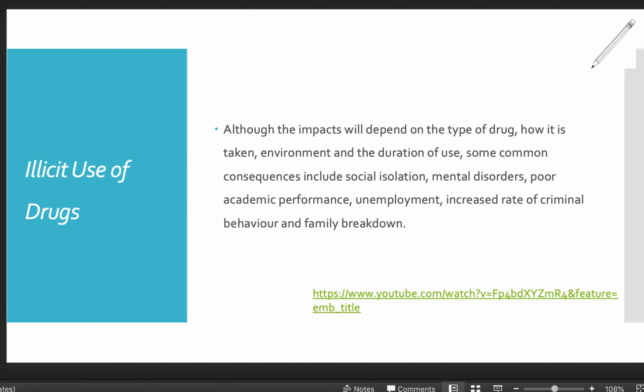But some of the common consequences, depending on how the drug is taken and the environment in which it's taken, could mean that there's some social isolation, meaning that people will neglect their friends, or friends might neglect you if you're partaking in a behavior that they don't feel comfortable with. It can really affect the brain. So mental disorders and poor academic performance is a major one.